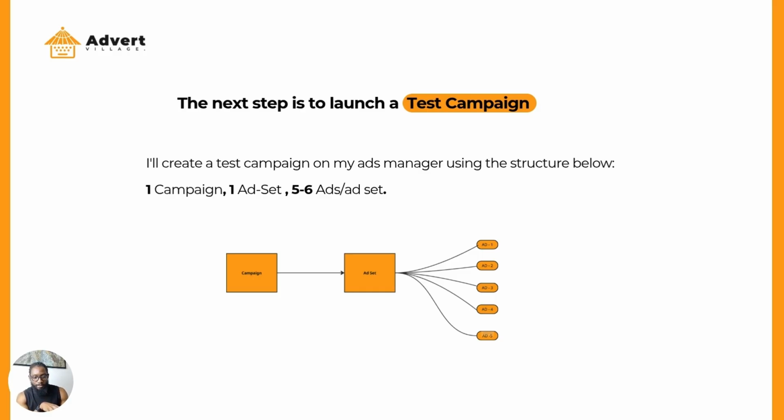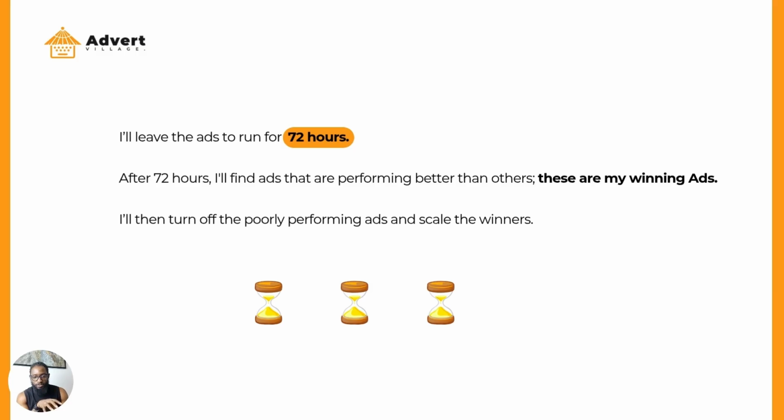Once I do this, I'm going to let my adverts run for like 72 hours, a normal period. If you have enough budget, leave it to run for a week. After 72 hours, if you've done this right, you are going to find adverts that are performing better than the others. These are my winning ads. Then I'm going to turn off the poorly performing adverts and move the winners to my scaling campaign.